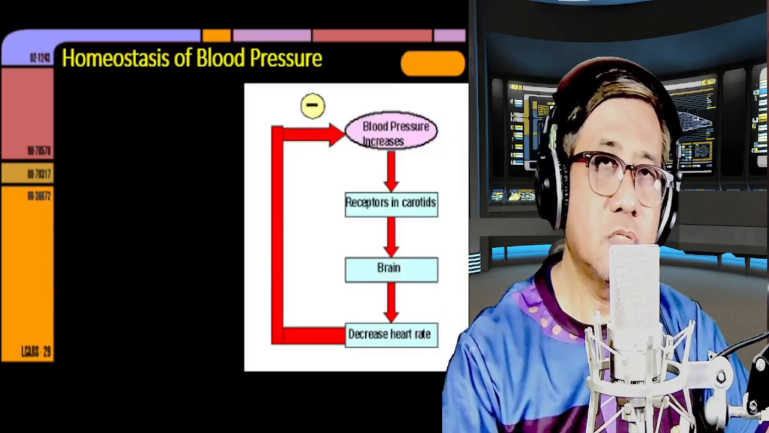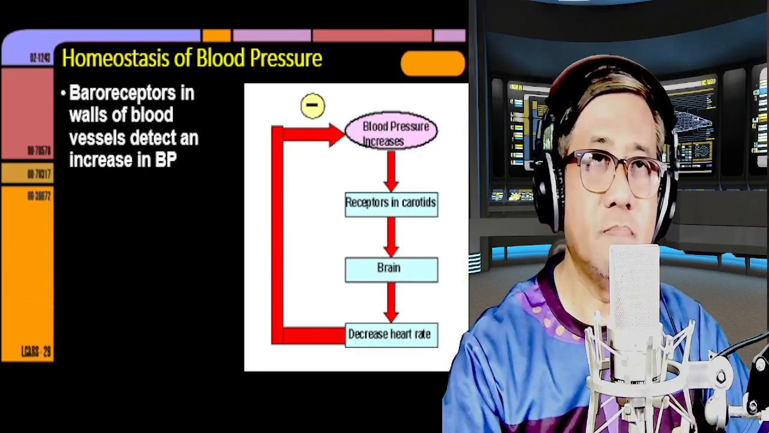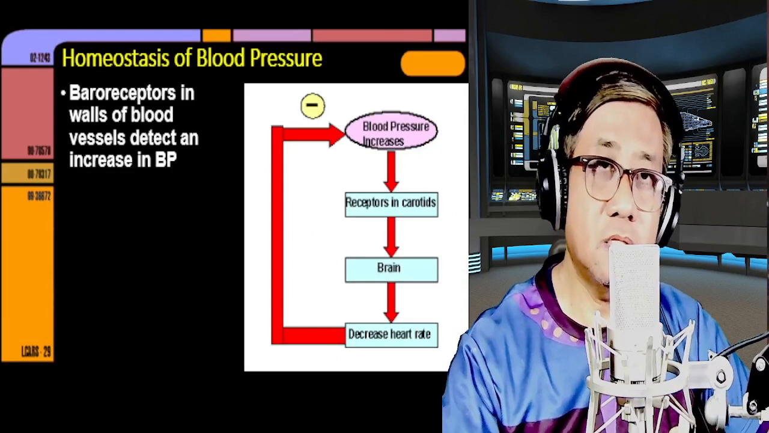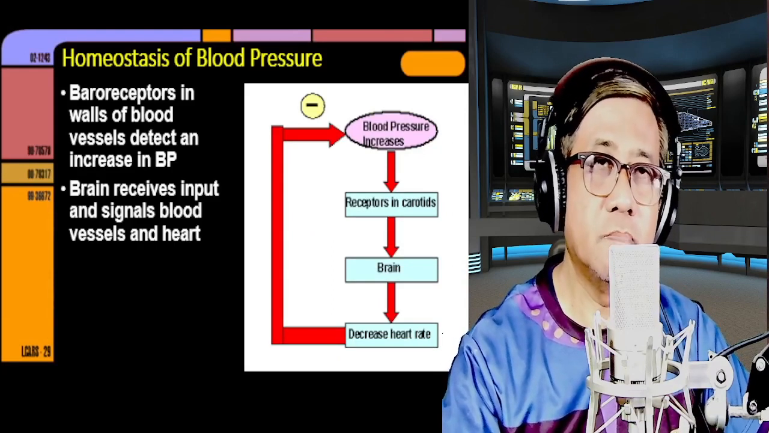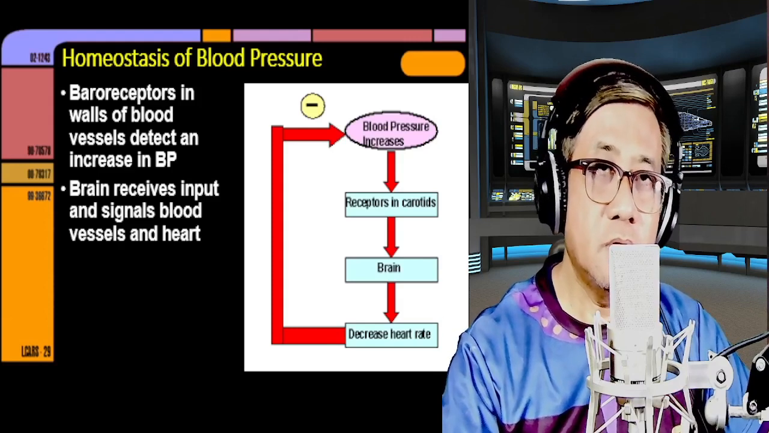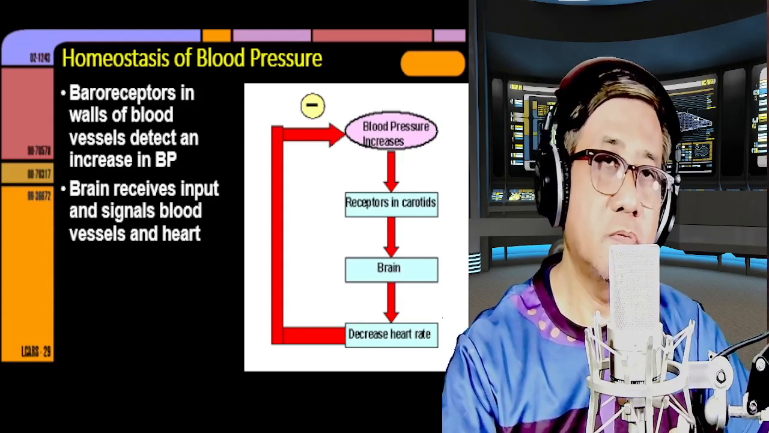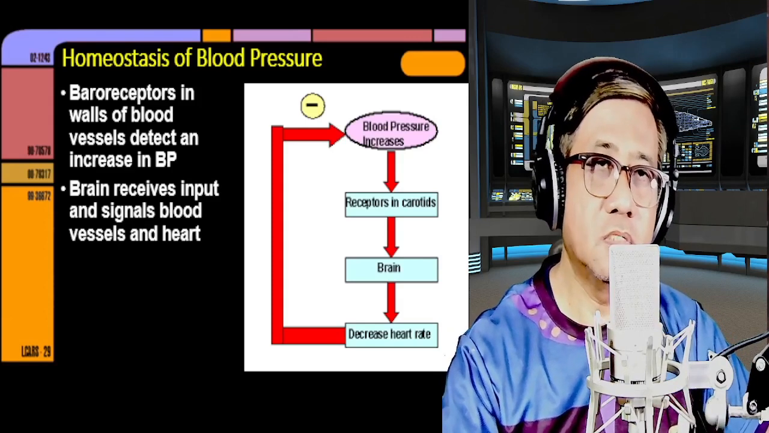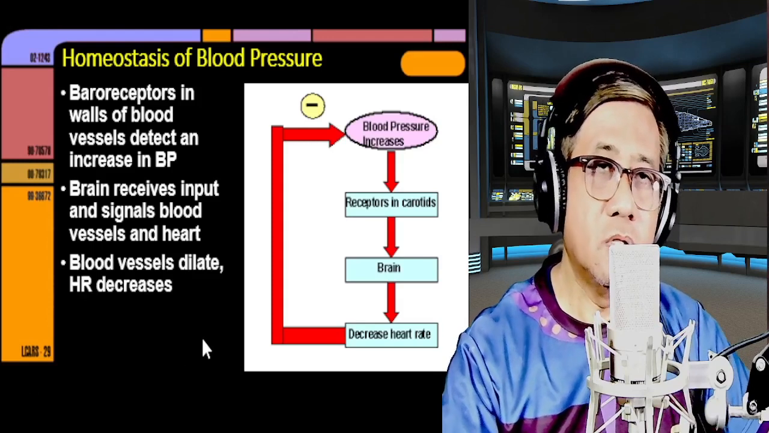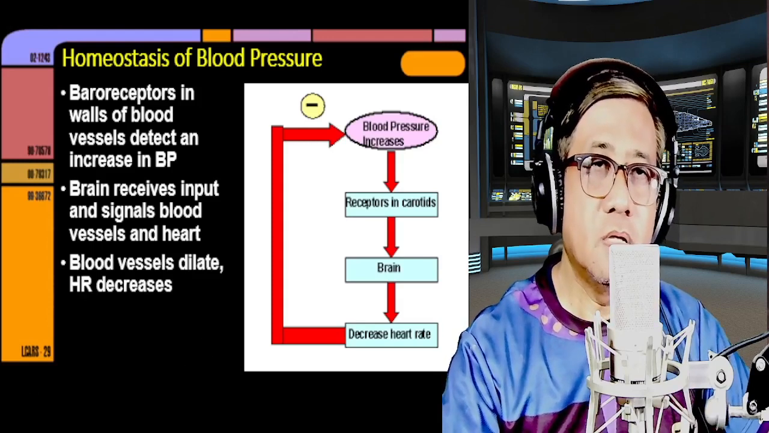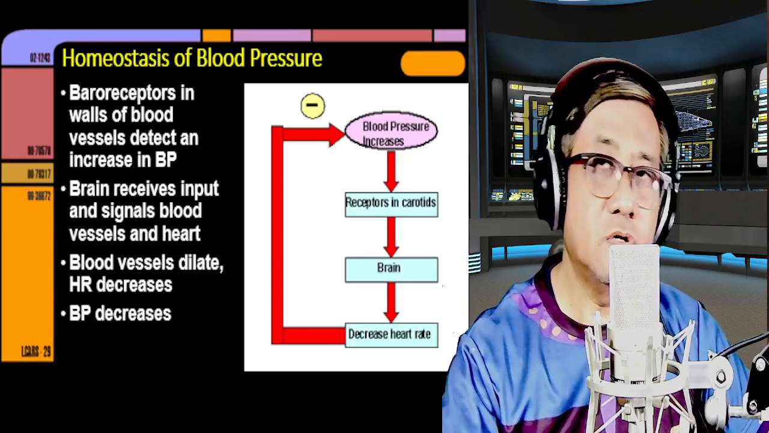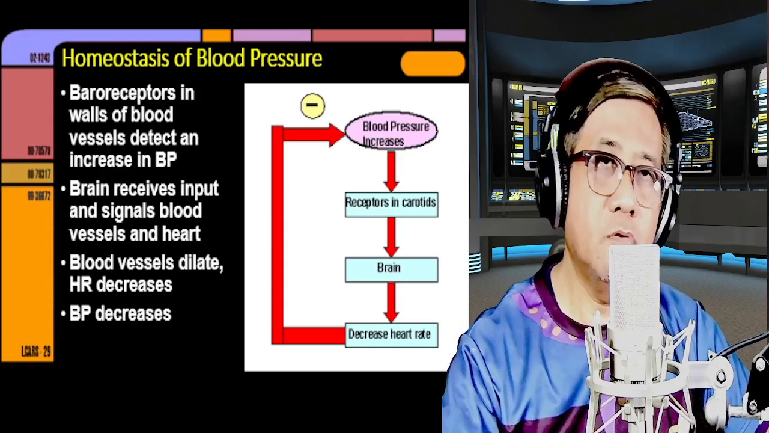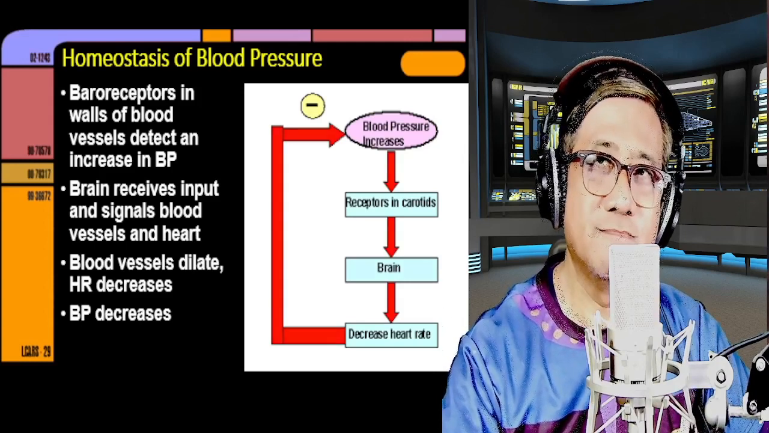Now what about homeostasis of blood pressure? It's basically the same. So there are baroreceptors in the walls of the blood vessels that can detect any changes in blood pressure. Alright? So the brain then detects those changes kasi may mga receptors nga dun sa blood vessels natin. So the brain receives the information and signals the blood vessels and the heart. So the blood vessels either dilate and heart rate decreases. So your blood pressure decreases. So that's an example of a negative feedback loop in maintaining blood pressure.